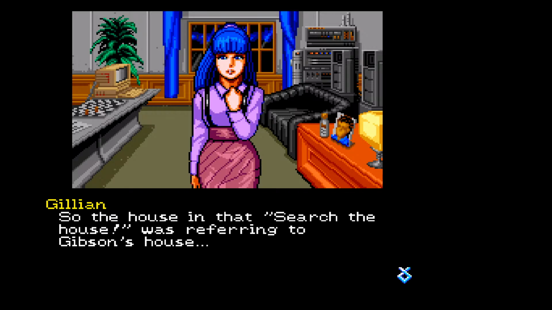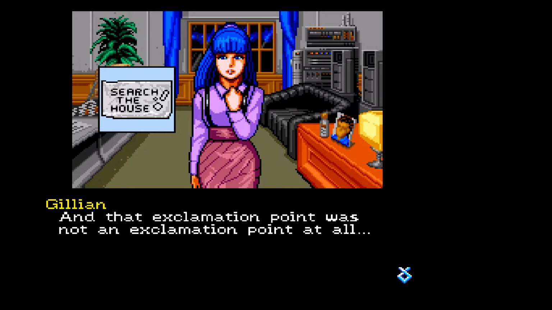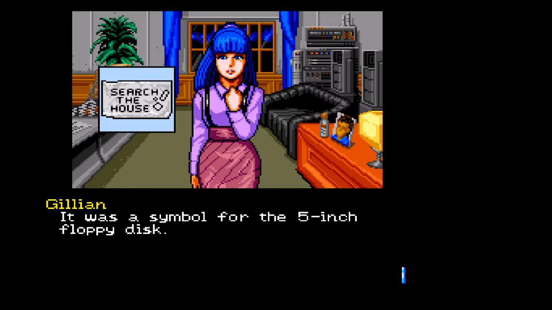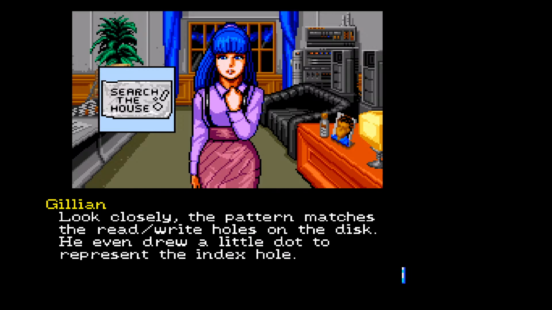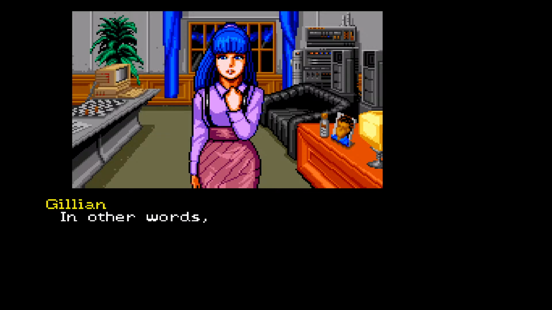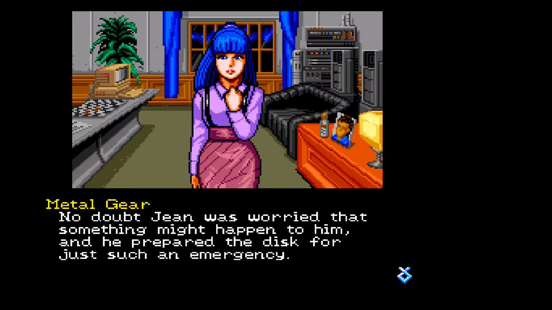So the house in that search the house was referring to Gibson's house. And that exclamation point was not an exclamation point at all. It was a symbol for the 5-inch floppy disk. Look closely, the pattern matches the read-write holes on the disk. He even drew a little dot to represent the index hole. In other words, it meant to put the disk in the PC-68 at his house. No doubt, Jean was worried that something might happen to him, and he prepared the disk for just such an emergency.